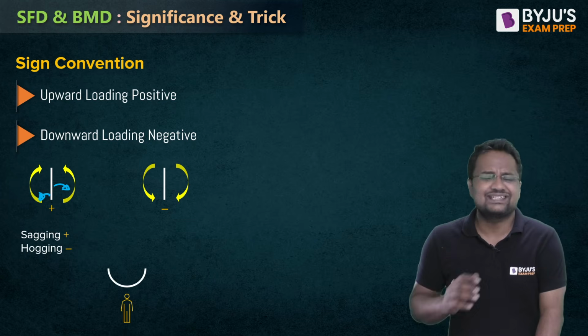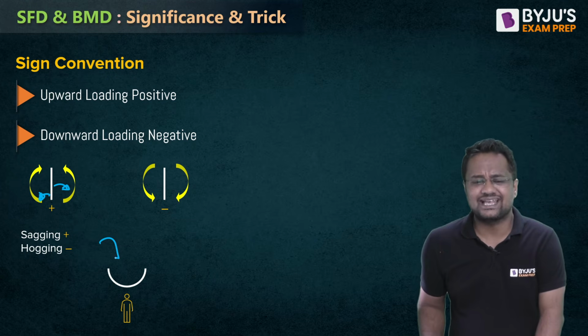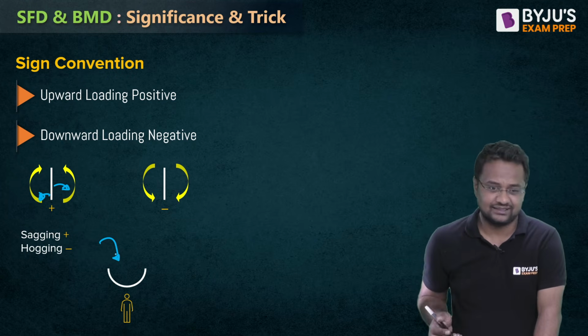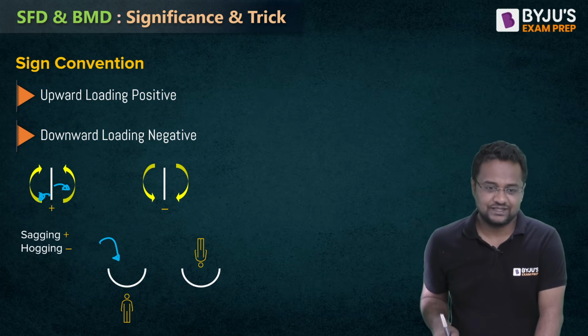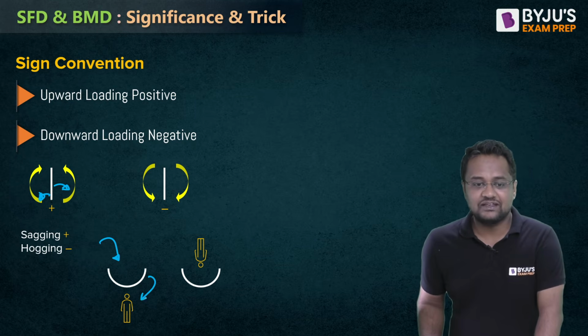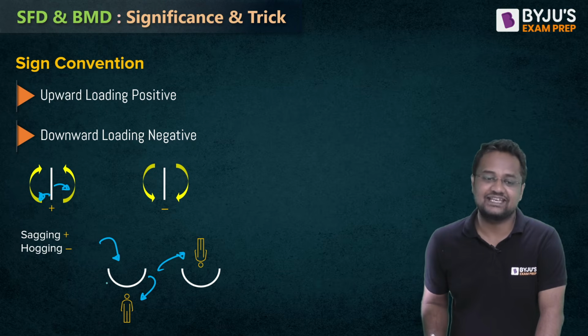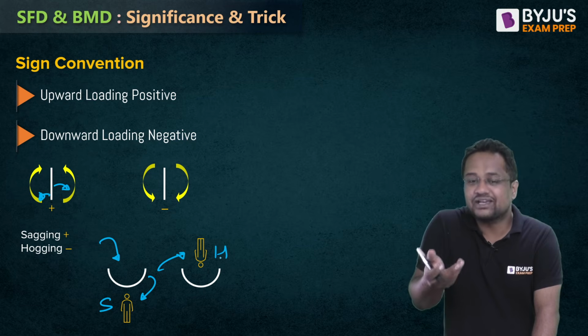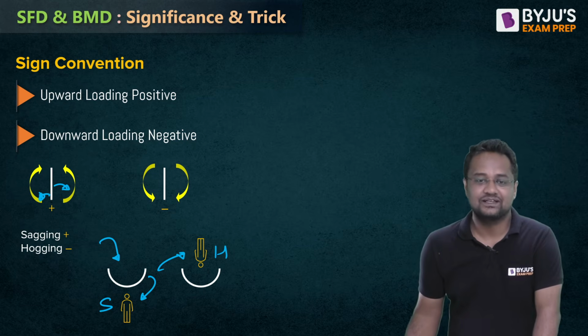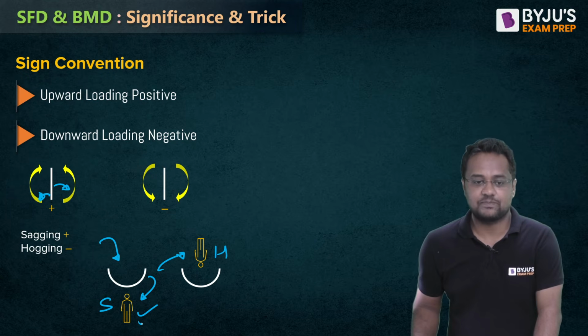Okay, and there is nothing absolute about sagging. Some of you call this sagging. This is sagging only for this person. For this person, it is hogging. So the same thing is sagging for one person and hogging for another. This person will say it is sagging, this person will say it is hogging. So sagging and hogging depend on the frame of reference. Generally in case of a beam, we take the downward person as reference by default.